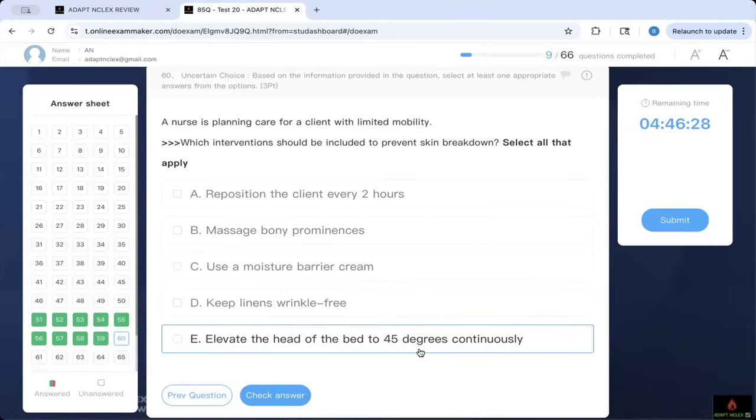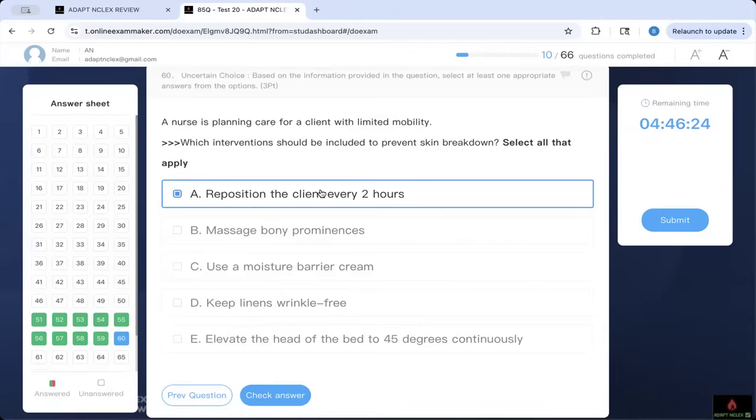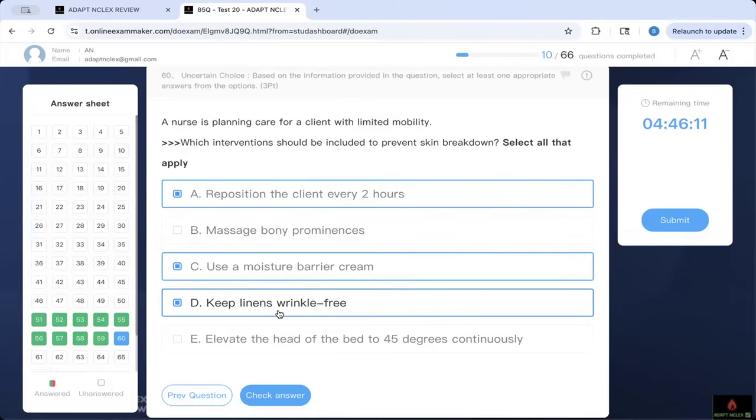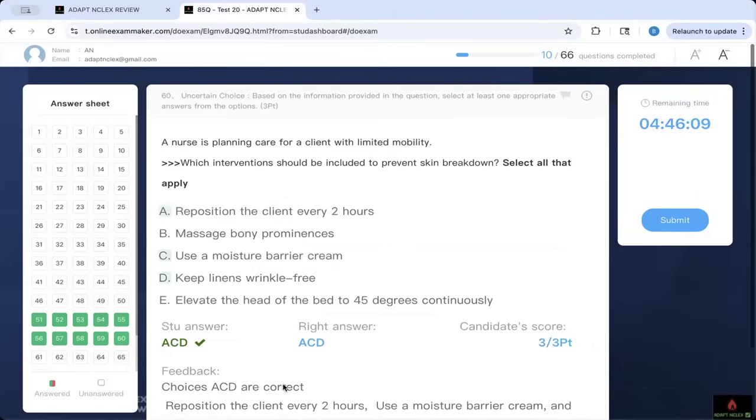What do you think is the best way to do that? Of course, we're going to reposition the patient. We're not going to massage the bony prominence. We're going to use barrier cream, which is good. And wrinkle-free linen is very good because it prevents skin breakdown. Elevate the head of the bed to 45 degrees continuously? No, not every time. That's the key.